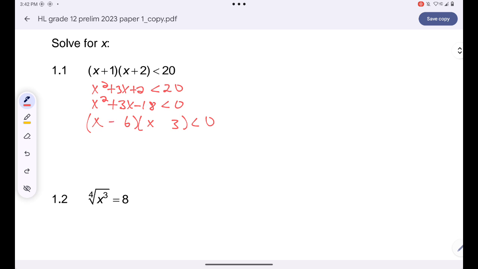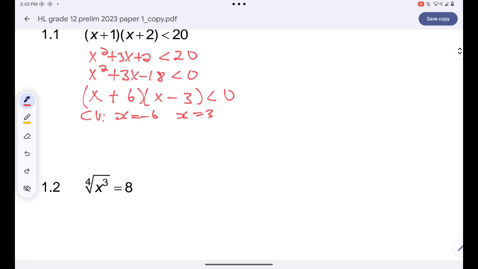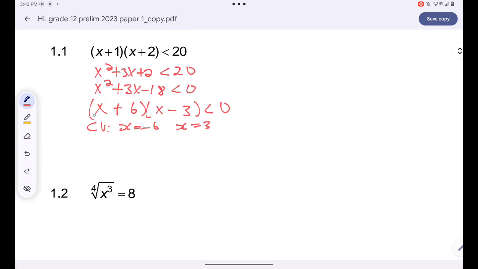So the sign of the middle term will be here, and over there will be the alternative sign. Then go and find your critical values: x is equal to negative 6 and x is equal to positive 3. What are critical values? They are the values of x that, when you substitute in our expression, we'll simply get an answer of 0. Are you together?